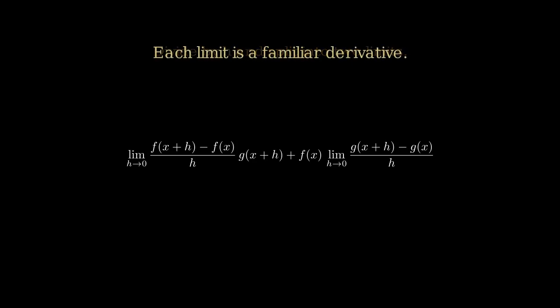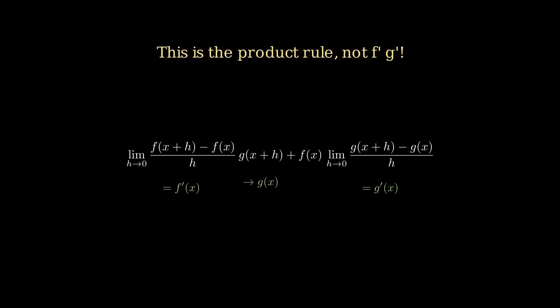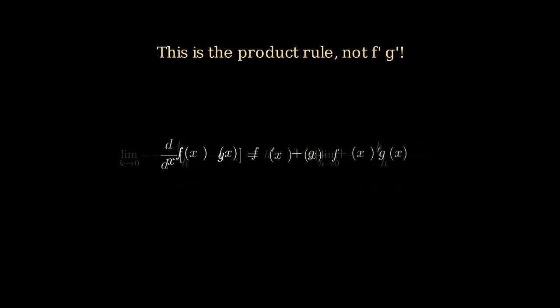Now just recognize each piece. The first limit, the quantity f of x plus h minus f of x, all divided by h, is exactly the definition of f prime of x, and as h goes to 0, g of x plus h simply becomes g of x. The second limit, the quantity g of x plus h minus g of x, all divided by h, is exactly the definition of g prime of x. Putting it together, we arrive at the derivative of f of x times g of x equals f prime of x times g of x plus f of x times g prime of x. This is the product rule.